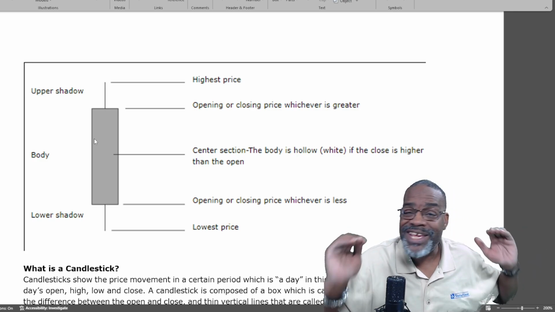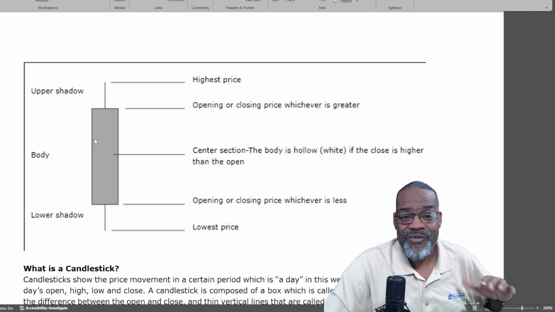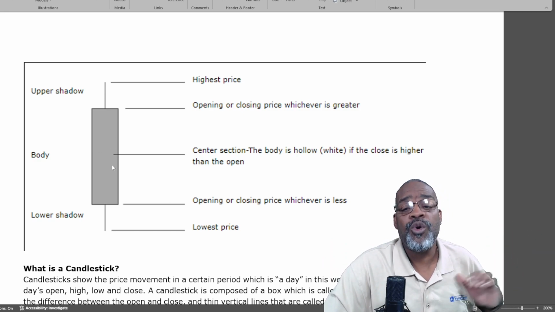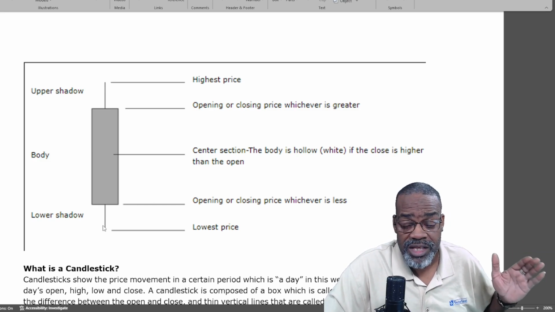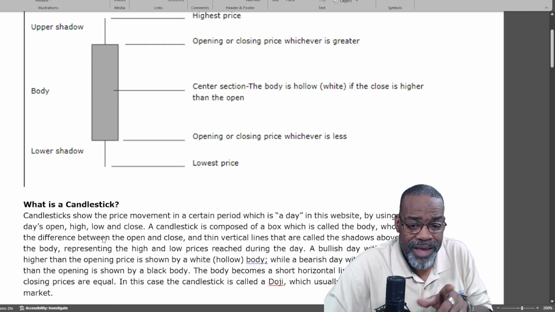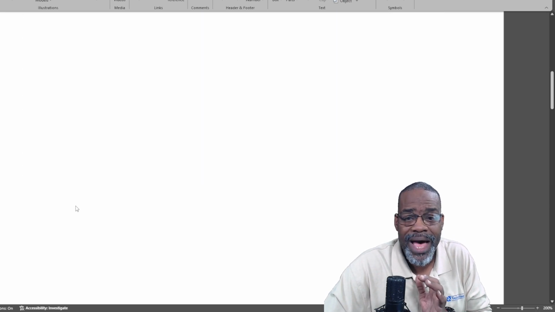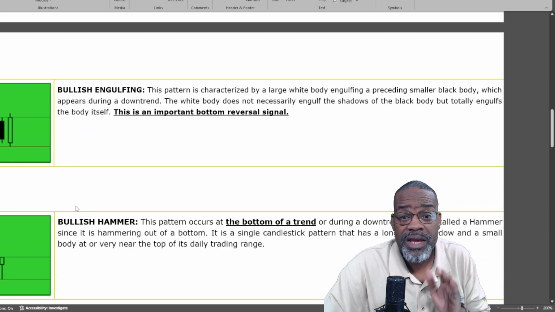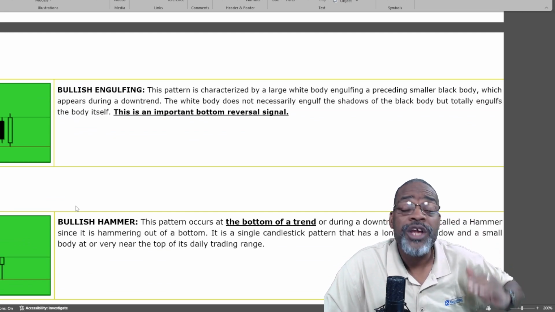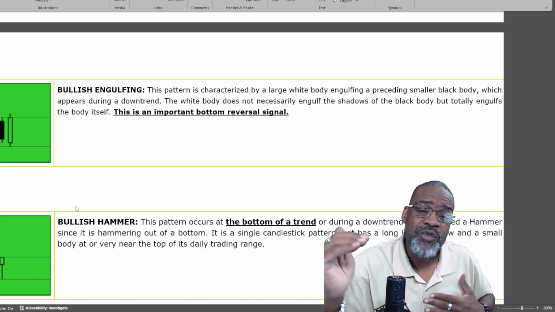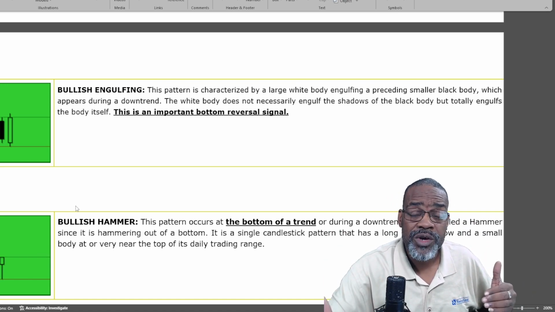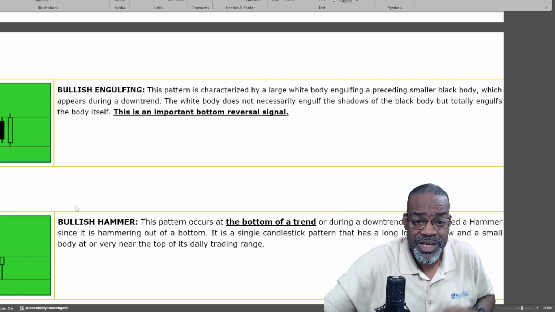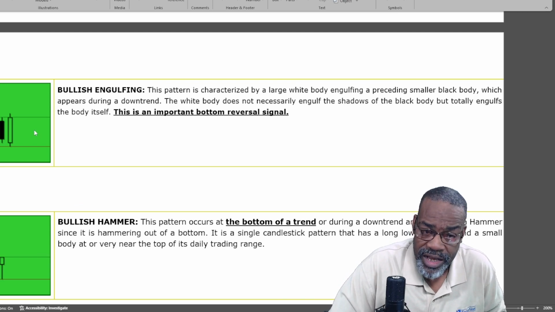All right, so I don't want to get any deeper than that, except for having an understanding you have a body, you have an open and a close, and you have wicks which show the highest and the lowest price of the day. Now, I was going to read about this from What is a Candlestick, but I changed my mind. I want to get straight into the candlestick patterns that we're going to cover today, and there's a few of them. They're all going to be bullish candlestick patterns, and if you understand from the bullish side what's going on, you'll be able to wrap your head around the bearish side of what's going on with the candle as well. Bullish engulfing. Here's the picture.